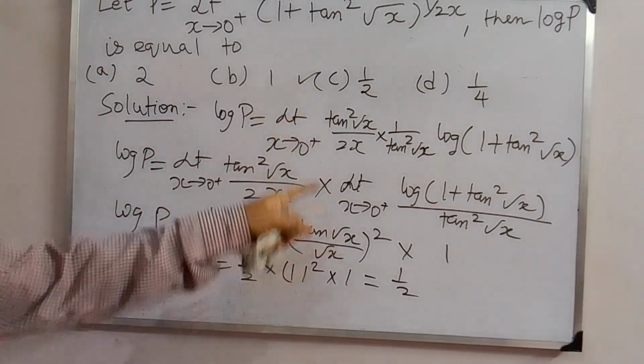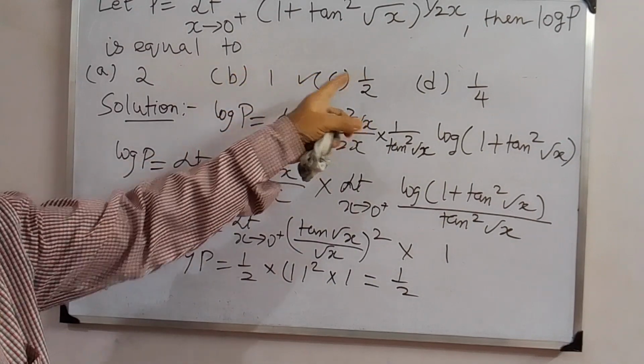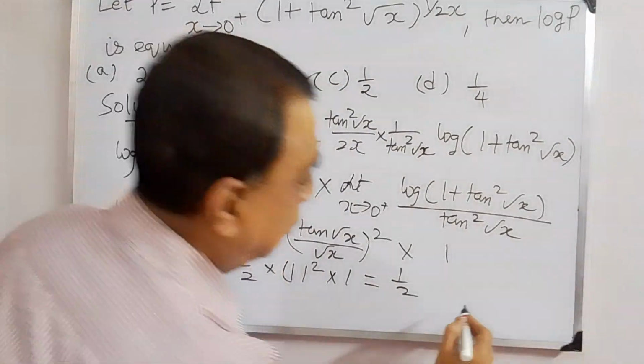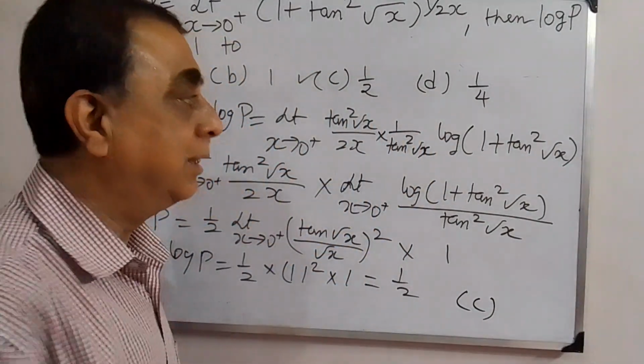Now check the given options from the mains. Option C is telling half. So the correct answer is C.